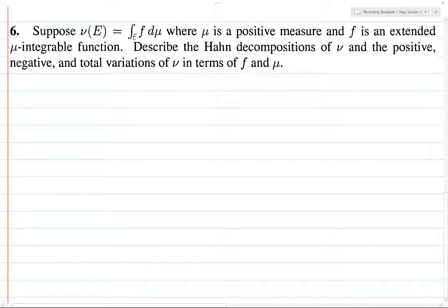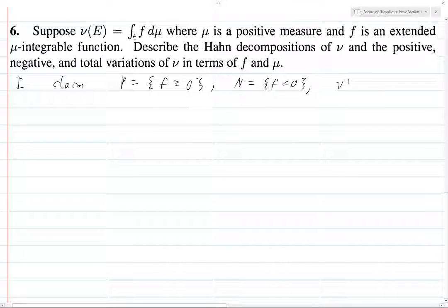Okay, so in this problem, the first thing I'm going to do is claim that we can use P equal to the set where f is positive and N the set where f is strictly negative, nu plus equal f plus d mu, not mu, nu minus equal f minus d mu, and total variation of nu equals norm f d mu. Hopefully my computer won't freeze this time.